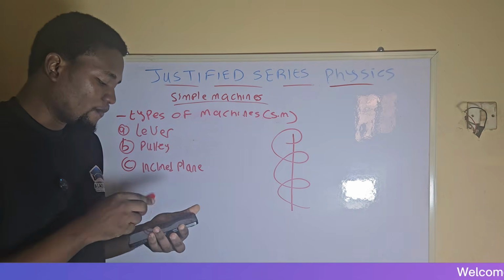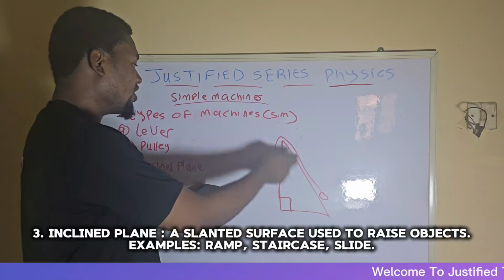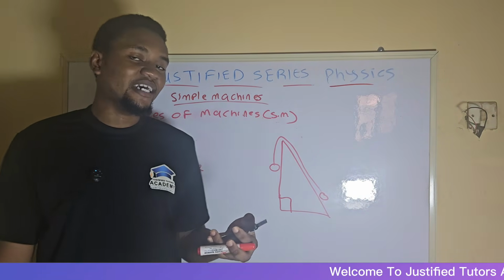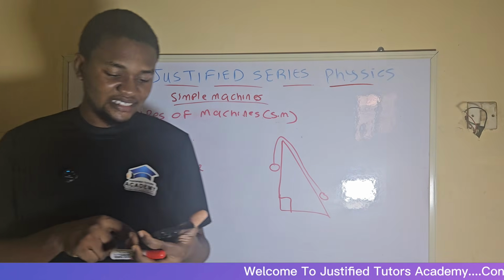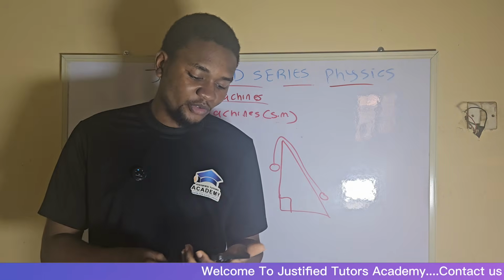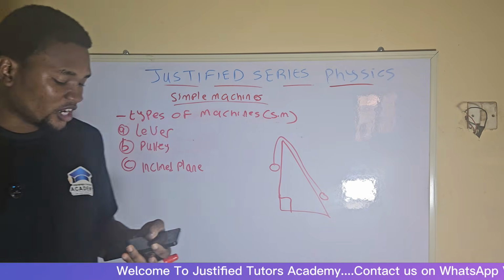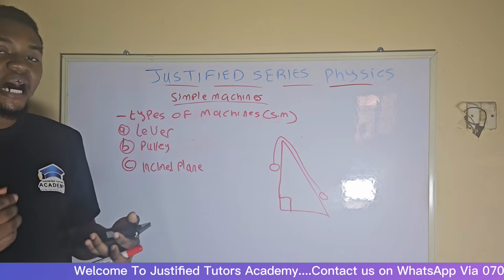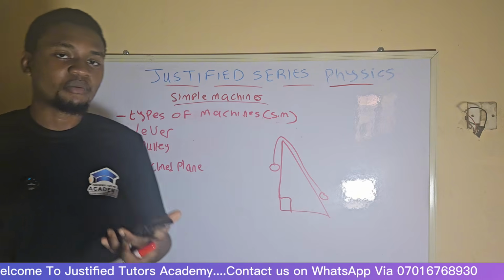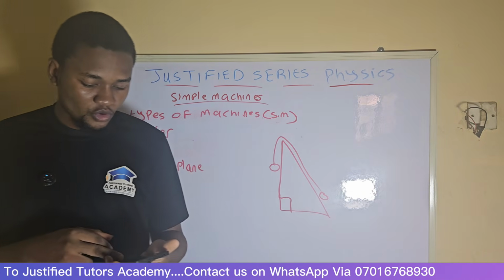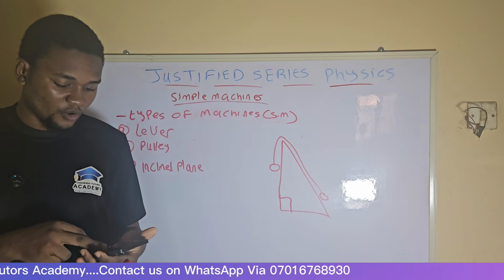So the inclined plane now, an inclined plane is a slanted surface used to raise objects. Examples of these are ramp, staircase, and slides. Then the next one is the wheel and axle. The next one is the screw, and the next one is the wedge. All of these things I've listed are types of machines. I'm trying to rush so I can quickly get into solving questions. So I guess that is that on all of these parts.